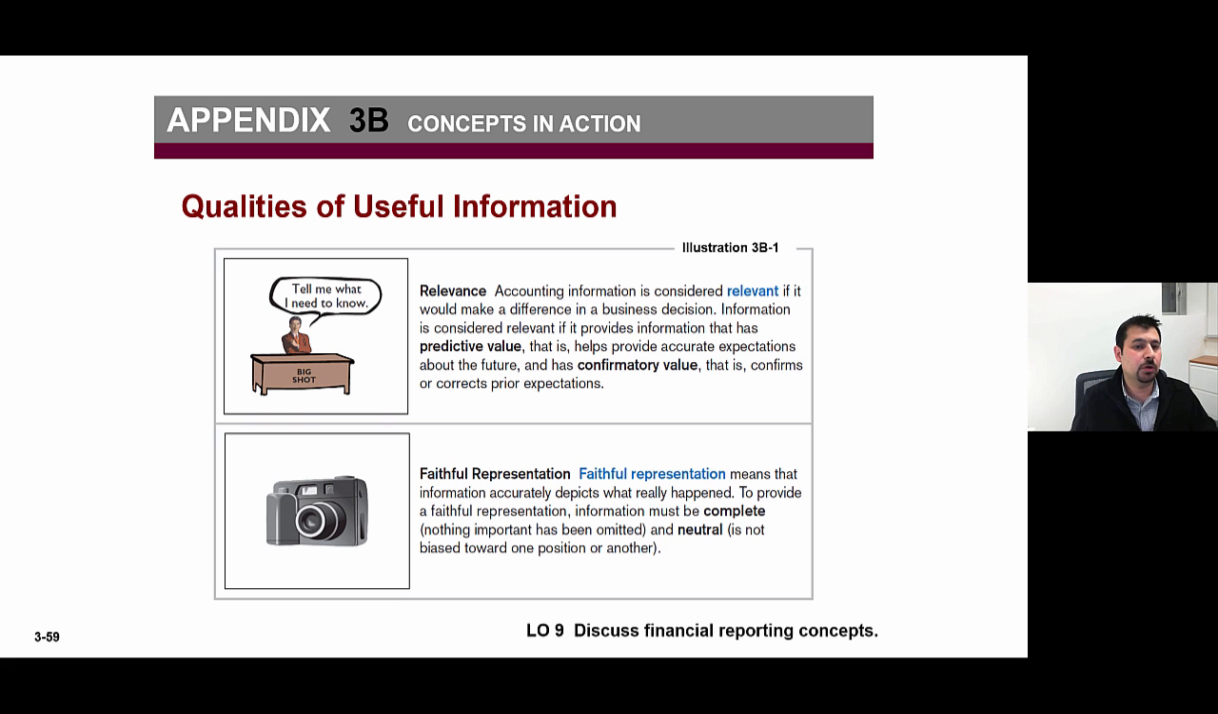Here we will review a few concepts that we have already discussed. We discussed some of them previously. The first one is that the information that companies are expected to report must be useful for the stakeholders. In other words, first of all, it must be relevant. It has to provide accurate predictions for the future, and it must also have a confirmatory value.